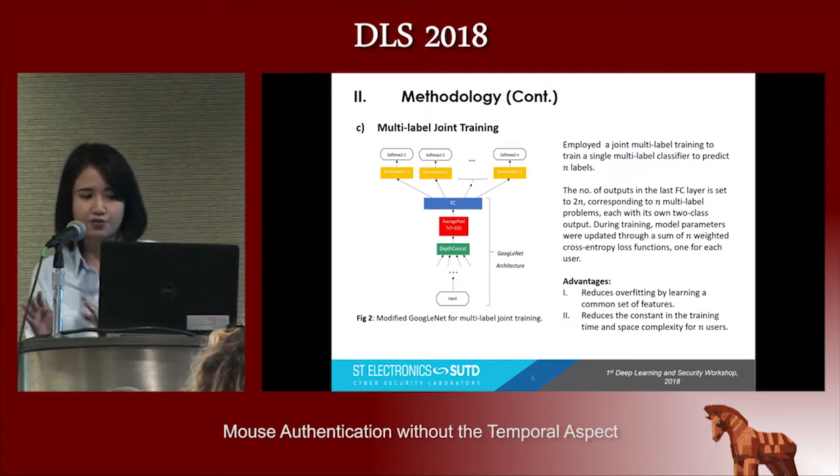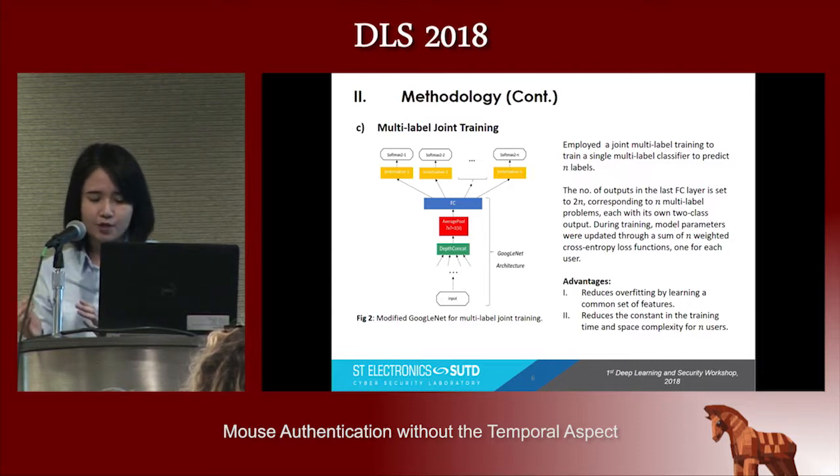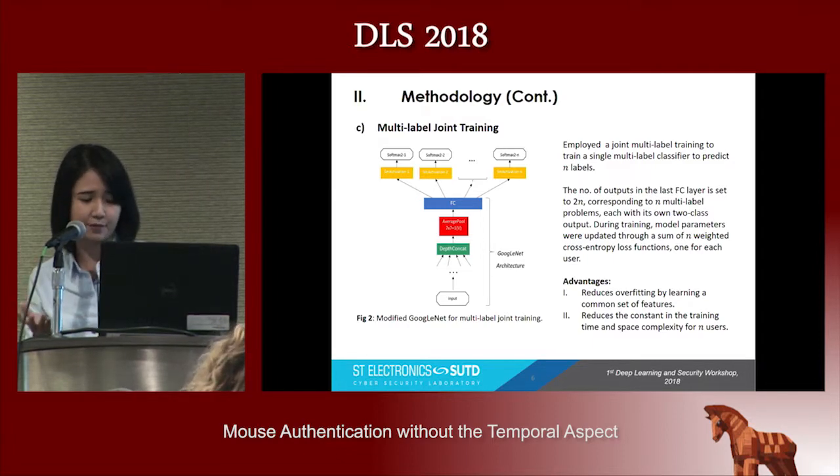We discovered that training the network jointly over these n binary classification problems improves performance as it reduces overfitting by learning a common set of features. It also reduces the total training time taken to train n different binary classifiers for n users, because instead of training n times, we only need to train the classifier once with n different binary outputs. Figure 2 here shows how we have adapted the GoogleNet model to support this type of training.